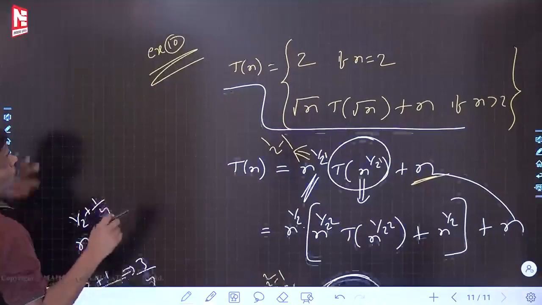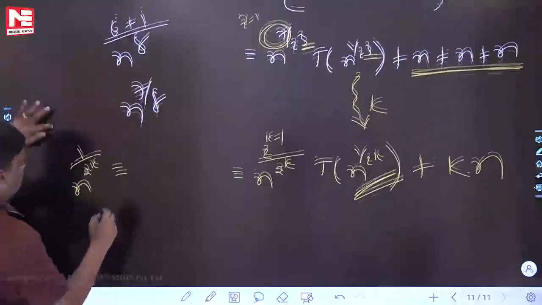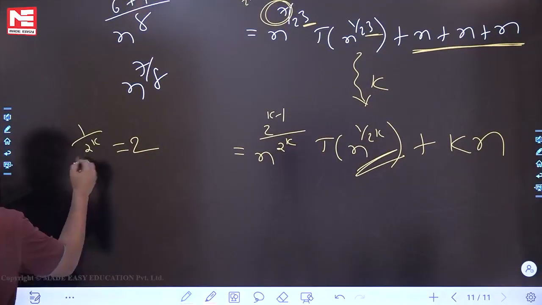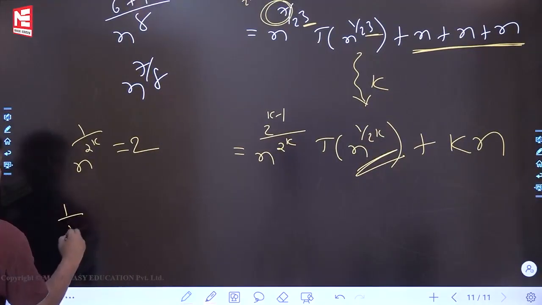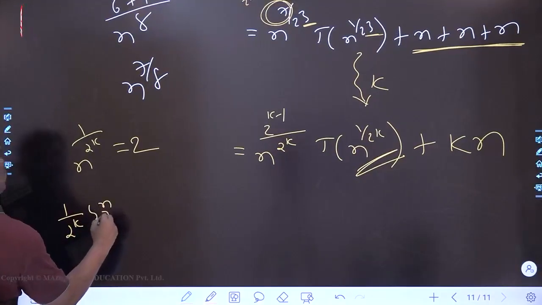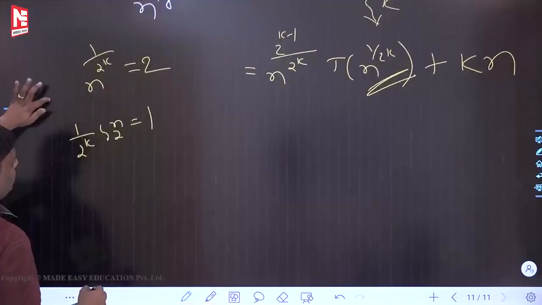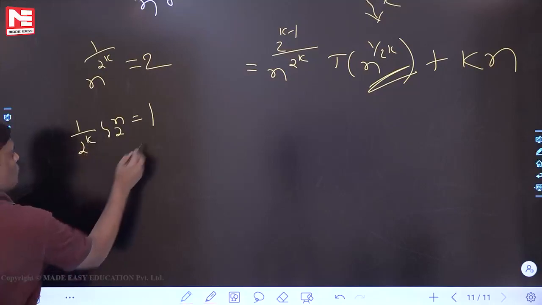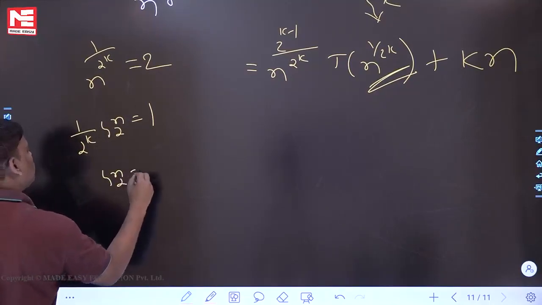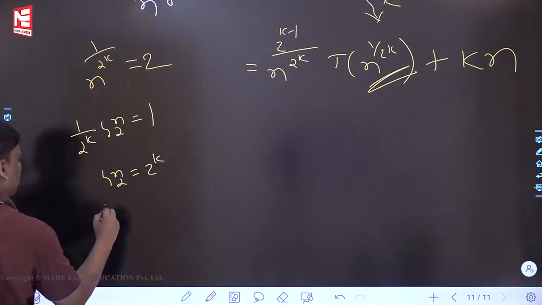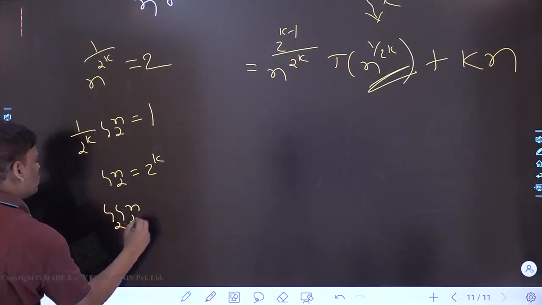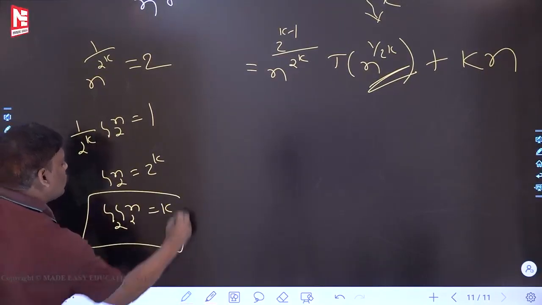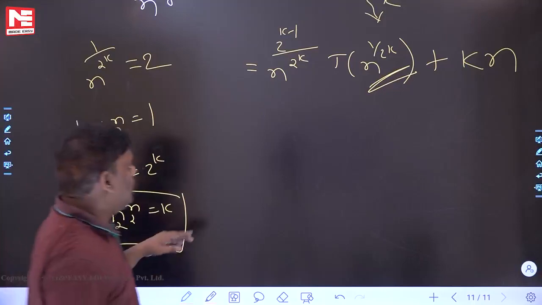N is equal to 2, then the answer is 2. So I think apply log now. 1 by 2 power k, log n base 2 is equal to 1. Apply log on both sides. Right? I think 2 power k will go here. Log n base 2 is equal to 2 power k. Again apply log. Log n base 2 is equal to k. K is log n. K is log n.